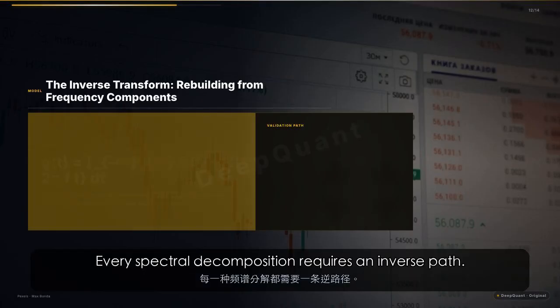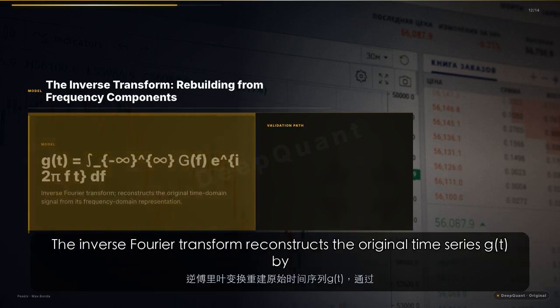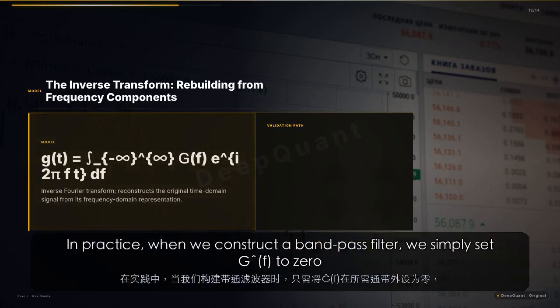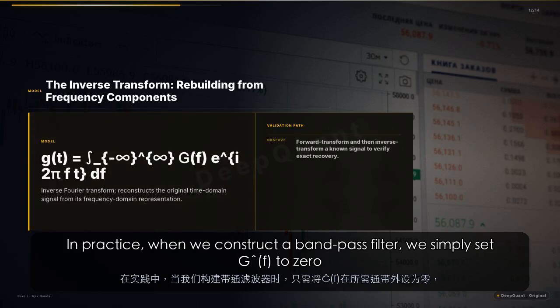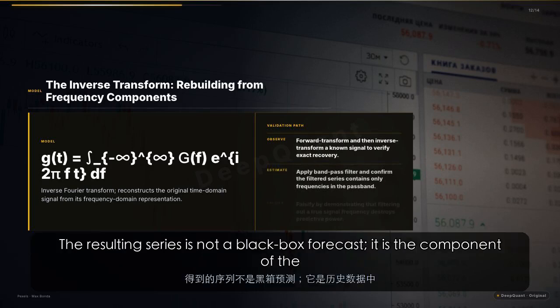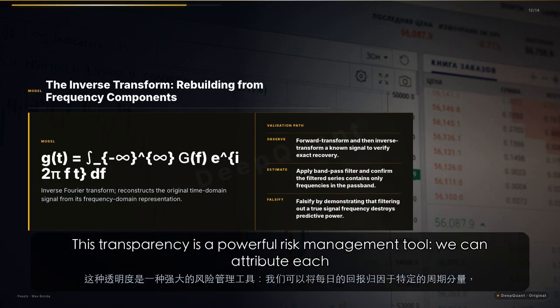Every spectral decomposition requires an inverse path. The inverse Fourier transform reconstructs the original time series g(t) by summing up, via integration, every frequency component weighted by its complex coefficient G(f). In practice, when we construct a bandpass filter, we simply set G(f) to 0 outside the desired band and apply the inverse transform. The resulting series is not a black box forecast, it is the component of the historical data that resides in that frequency band.